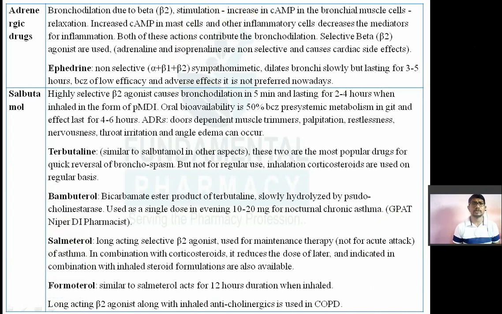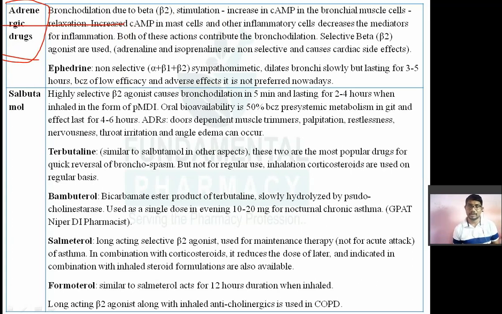You know that beta 2 receptor is present in the bronchi, in the smooth muscles of bronchi. There it causes relaxation of bronchial smooth muscle, and it causes dilation of bronchi. So that's why adrenergic drugs or beta 2 agonists cause bronchodilation due to beta 2 stimulation.